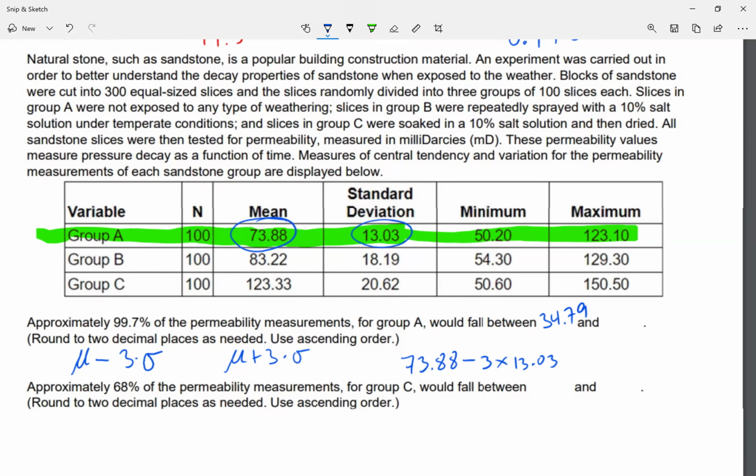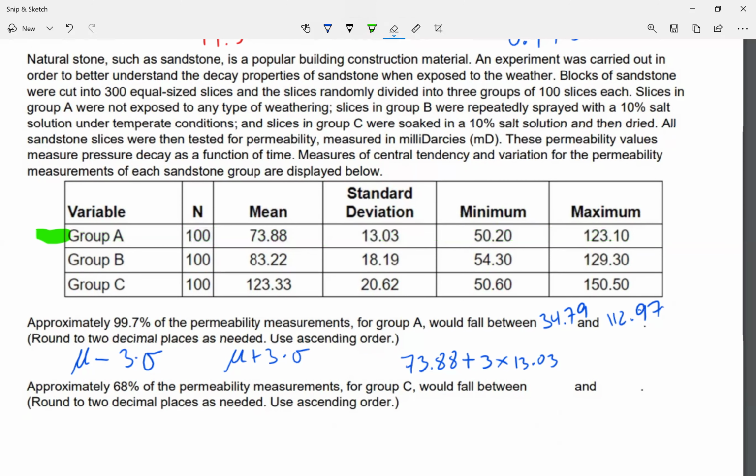Now for my other number, I'm going to use the same formula. The only difference, instead of minus, I go plus. So 73.88 plus 3 times the standard deviation. According to my calculator, I get 112.97. Now I'm going to remind you, round to 2 decimal places as needed. Good, I got 2 decimal places. Use ascending order. So what that means is put the small number first and then the second number. Okay, that's not bad. For the next question, let me erase this.